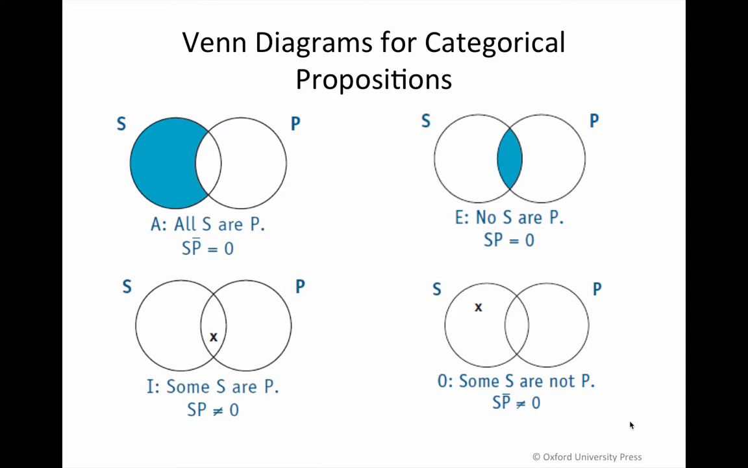I hope the diagrams help you see what the logical structure of each sentence is, and also how it is that the logical structure of the I proposition and E proposition are not simultaneously true, not simultaneously false. They're contradictories. Also, how the logical structure of the A and O propositions are contradictories.